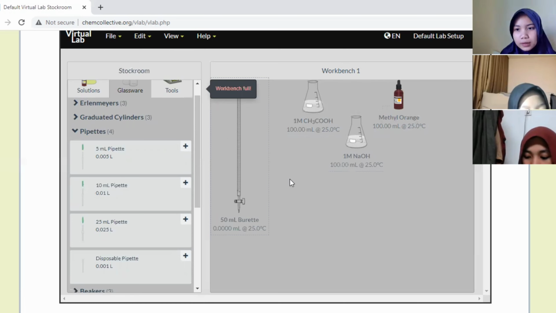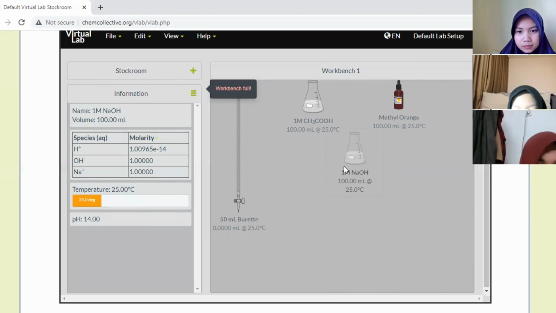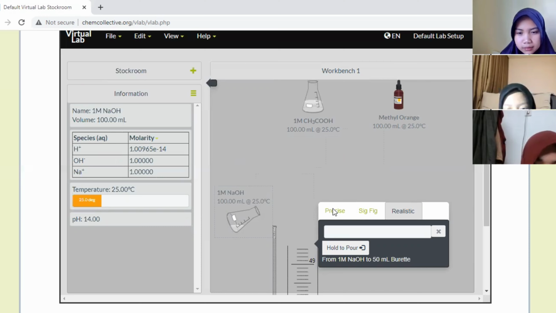I think we need to make a solution first because the workbench is full. So, Shahara, we can start the process. Okay, so first we take the NaOH. The amount is 40. Yes.